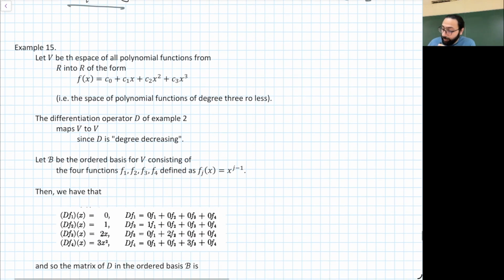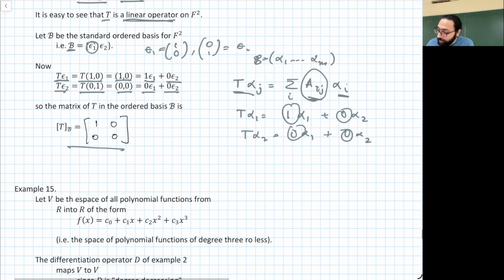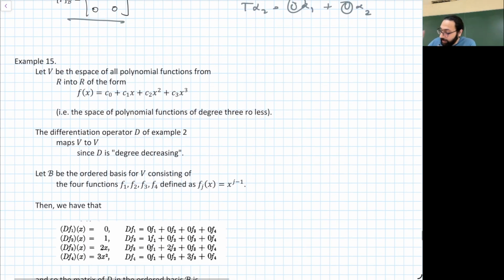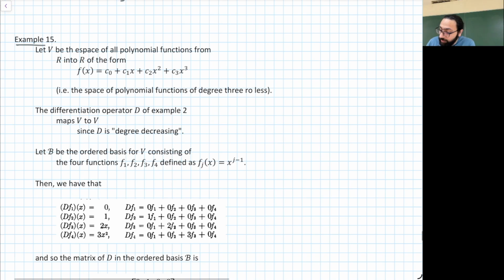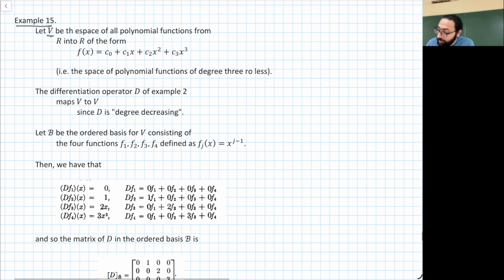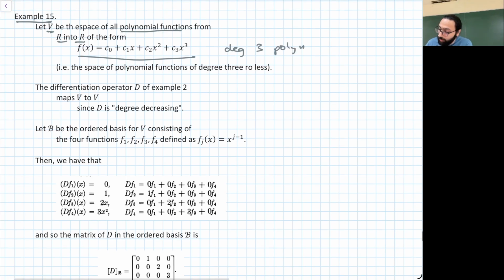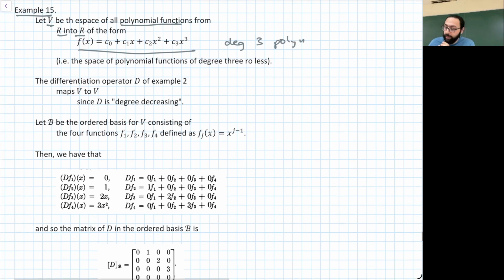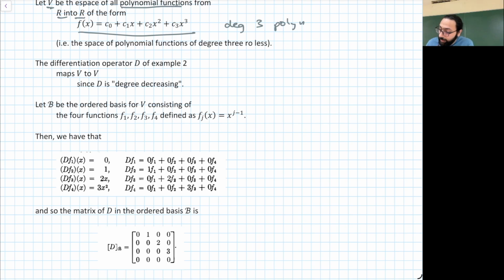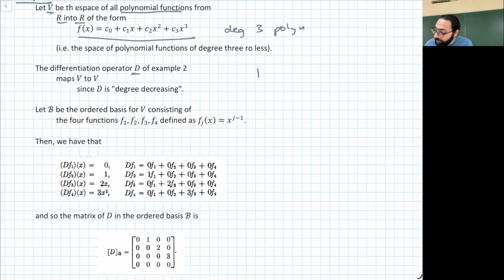All right. So this was a relatively straightforward example. Let's look at a slightly more interesting example now. Example 15 is the following. Let V be the space of all polynomial functions from R to R of this form. It's basically a degree 3 polynomial, so you're going to look at the space of degree 3 polynomials. That is the definition of V. And you're going to consider the differentiation operator that we did in example 2.